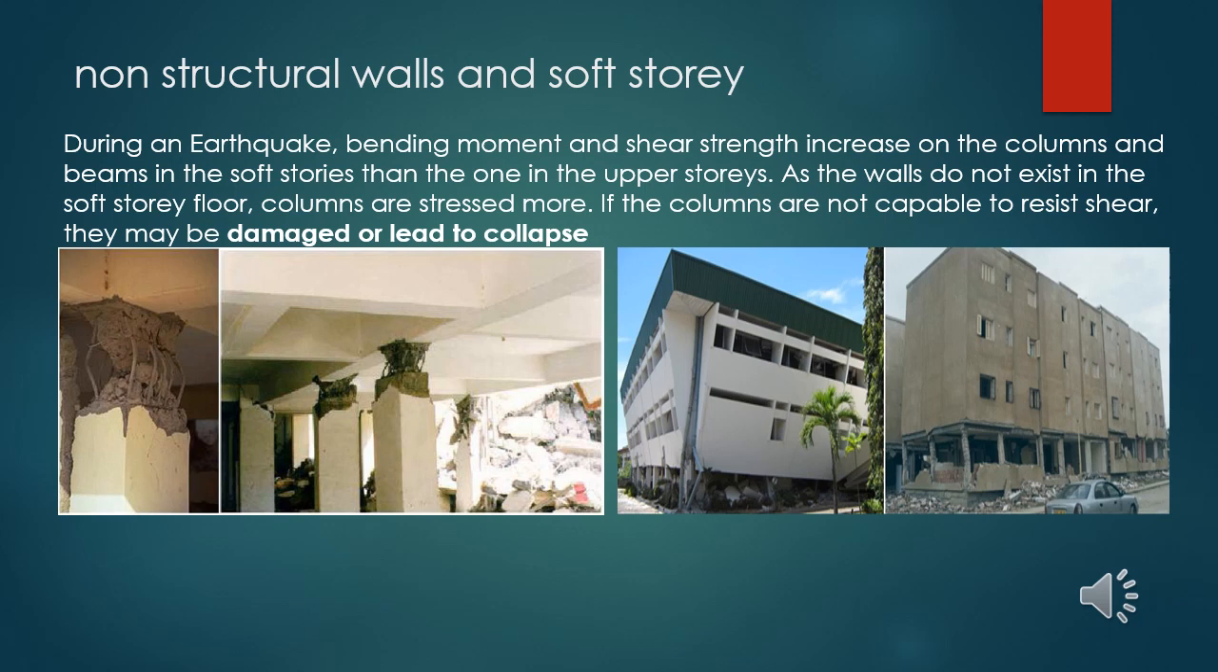During an earthquake, bending moment and shear force will increase on columns and beams in the soft story compared to the ones in the upper stories. And if the columns are not capable of resisting the shear, they may be damaged or lead to collapse, as shown in the figures.